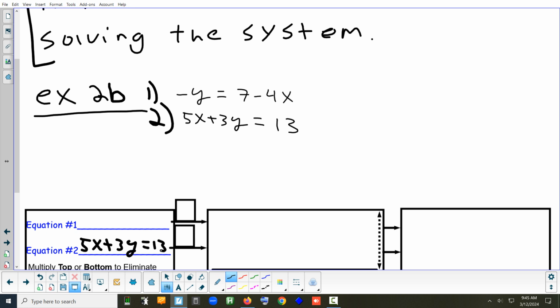Okay. Is the top one in the right order? No. Then before we put anything in this box, we need to fix the top one off to the side, wherever you have a little bit of space to write. In the top one, what needs to be moved to the left side? Negative 4x. Yep. And how do you move negative 4x to the left?